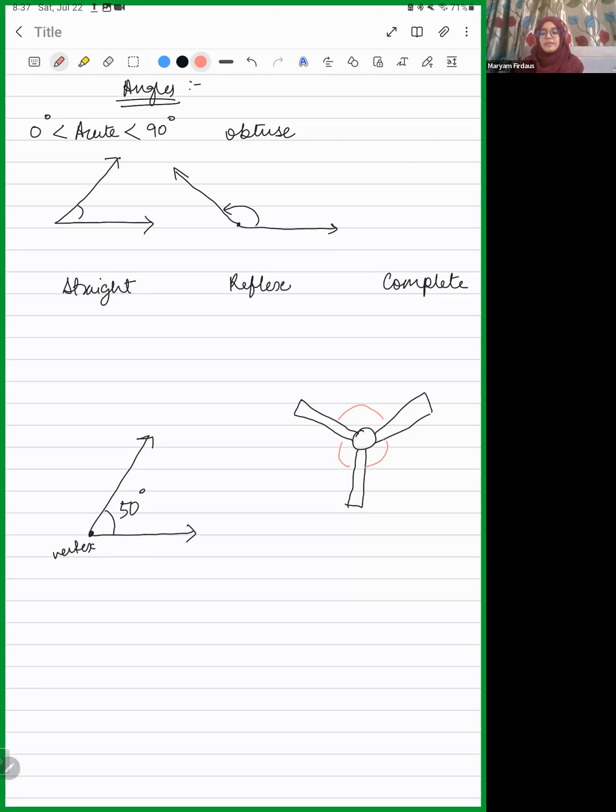It is going more than 90 degrees. So an obtuse angle is an angle which is more than 90 but less than 180 degrees.